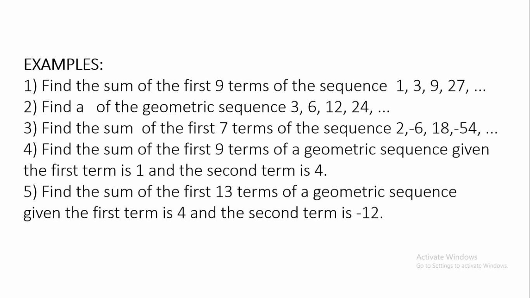Number 4. Find the sum of the first 9 terms of a geometric sequence given the first term is 1 and the second term is 4. Number 5. Find the sum of the first 13 terms of a geometric sequence given the first term is 4 and the second term is negative 12. In solving, we should first find the a sub 1, common ratio, and the n term.